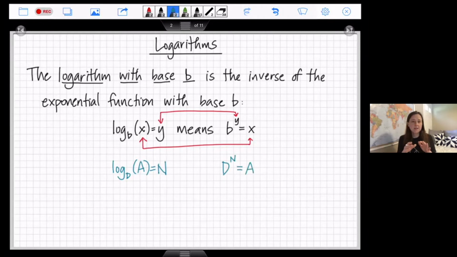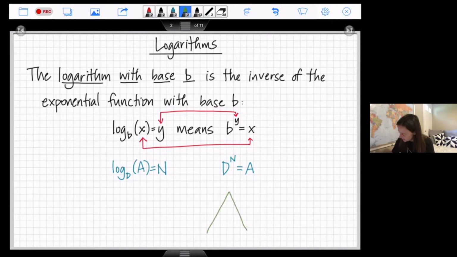So all I did there was pattern recognition and lined up the letters in the same places in the log and the exponential equation. And so now the exponential equation reads DNA, and the log equation is logardan. And so this will help you to keep all of those letters in the right place with the notation. And again, let's go back to our triangle of power.